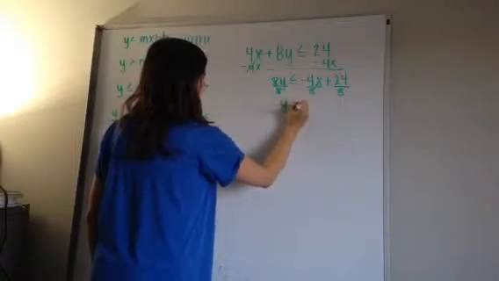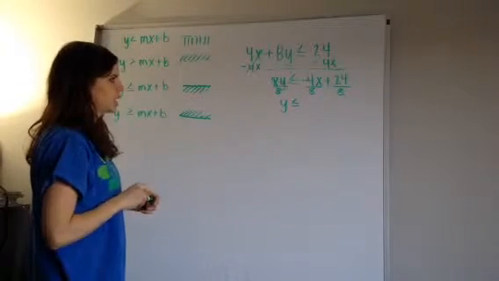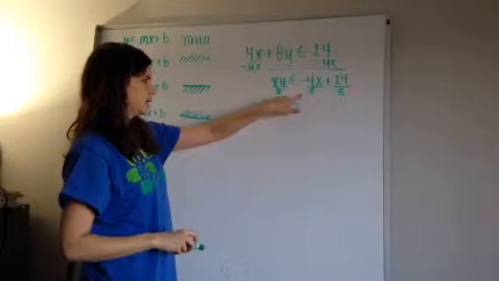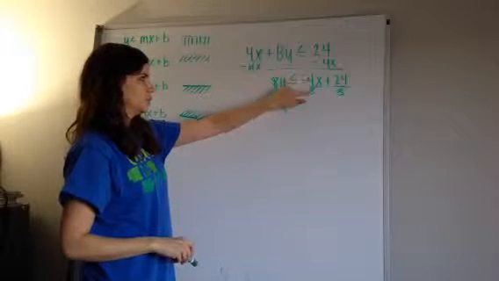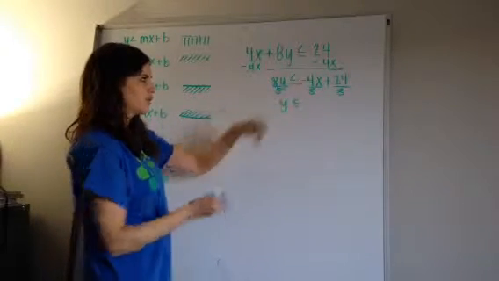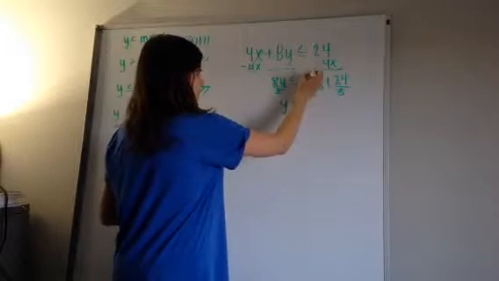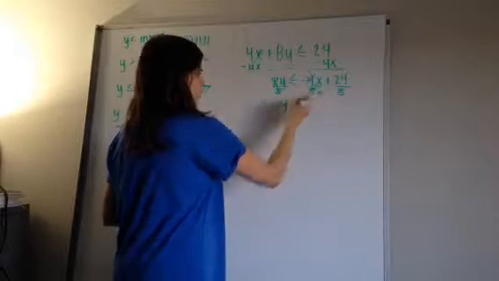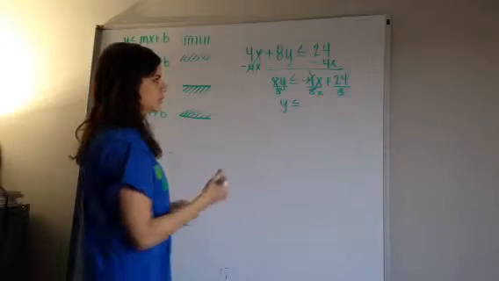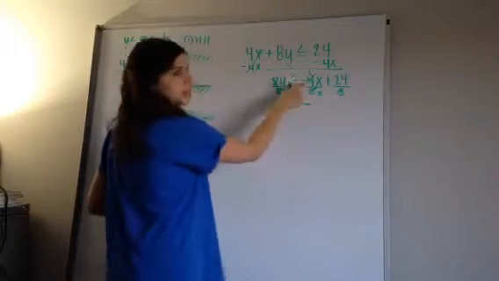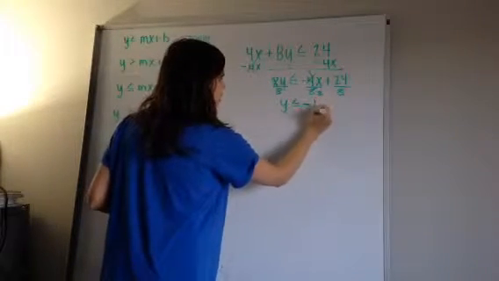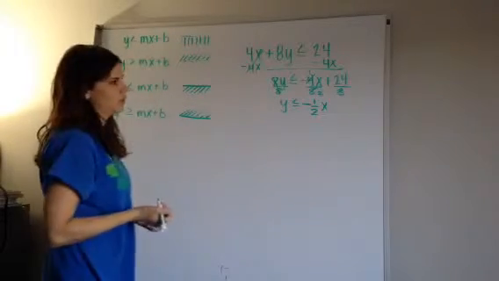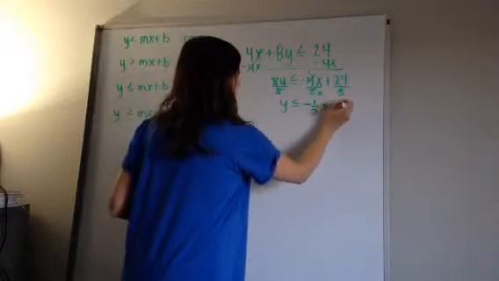So y is less than or equal to negative 4 divided by 8. So we have to reduce that. 4/8: 4 goes into here 1 time, and 4 goes into here 2 times. So 4/8 is equal to 1/2. So we have, don't forget the negative, negative 1/2 x, and then 24 divided by 8 is positive 3.